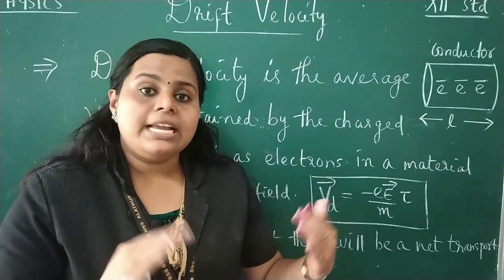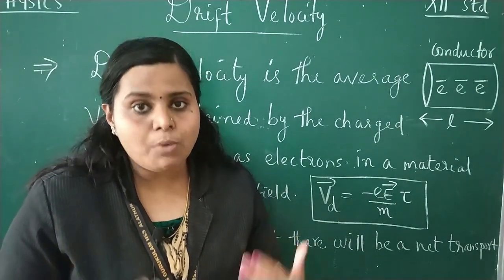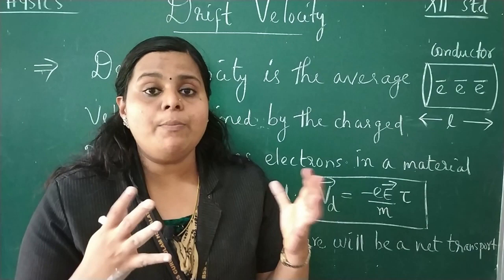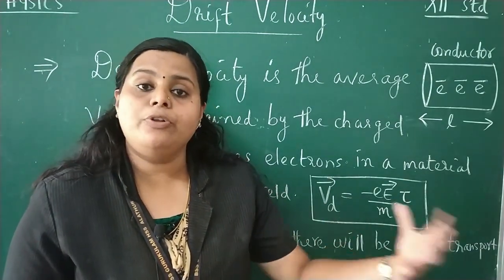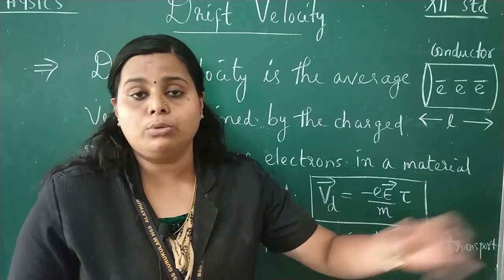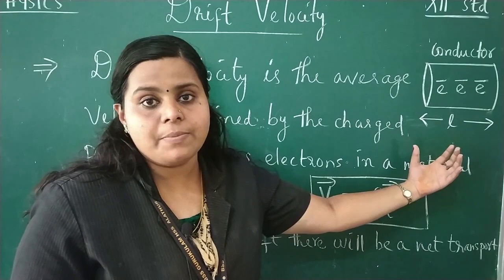We know there are plenty of free charges in a conductor, and initially all these charges are in random motion. And when we apply a potential difference across the ends of a conductor, the charges will flow through the conductor, or the current flows through the conductor. Okay, so now you will have understood how current flows.